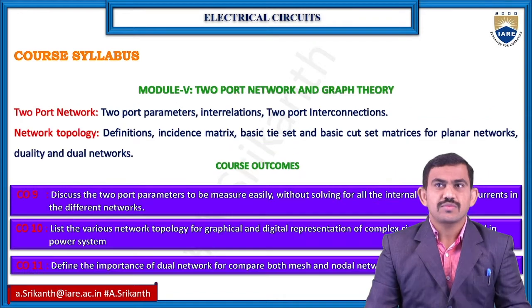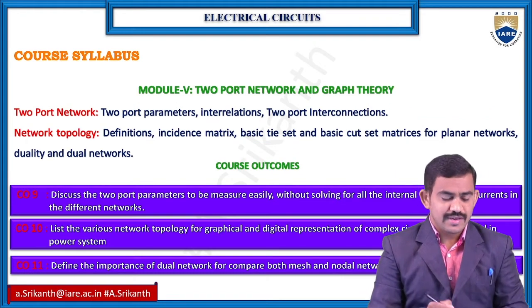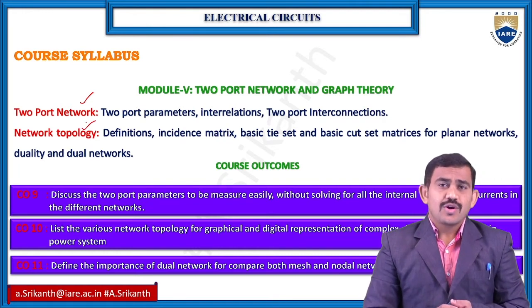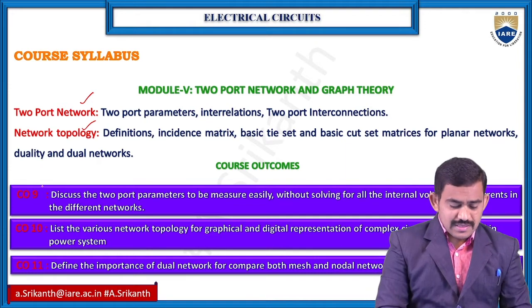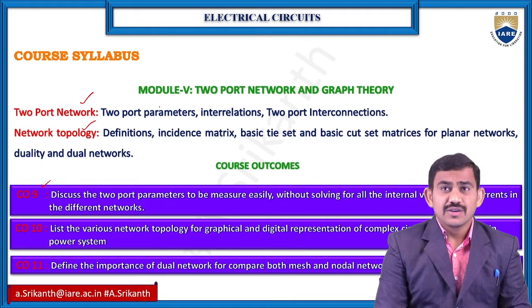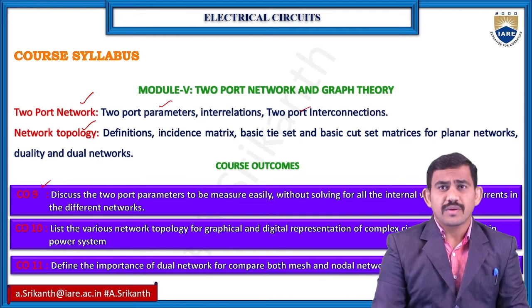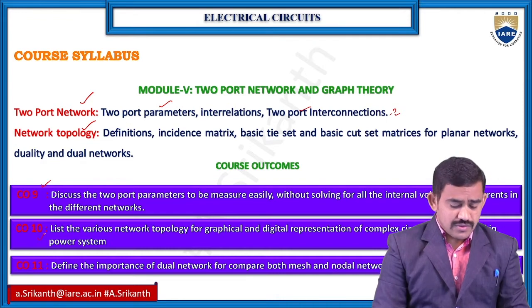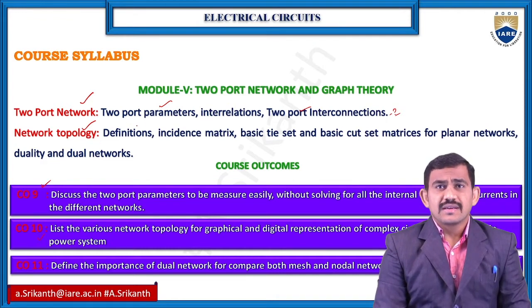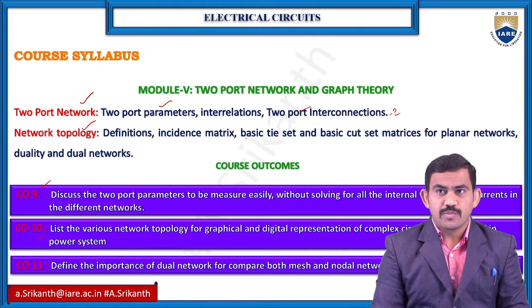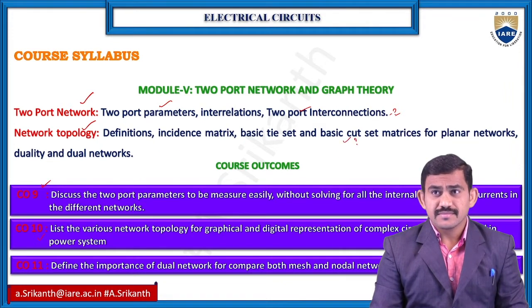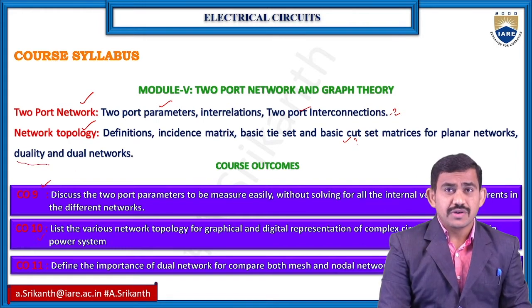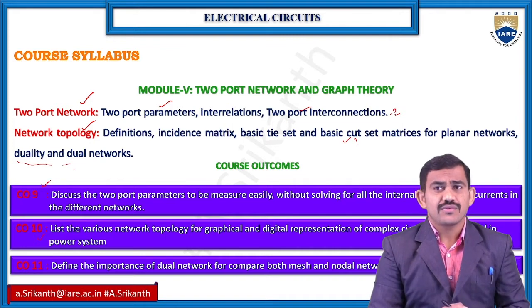Coming to the 5th module, here we have 2 topics: two-port network and network topology. From this 5th module we have 3 course outcomes. One depends upon two-port parameters: from these two-port parameters, what do you gain? One more CO depends upon network topology: from that, what do you gain? And next, one more topic is network duality. From this network duality, what do you gain?